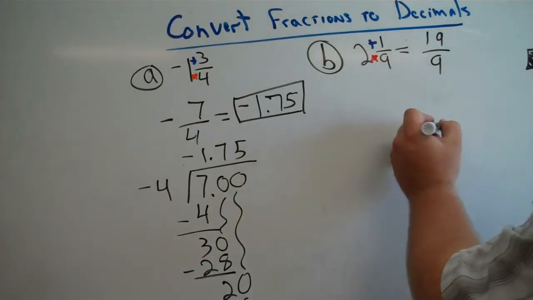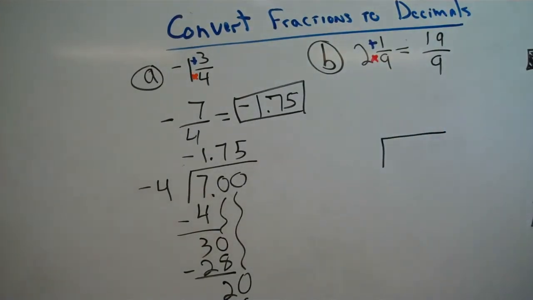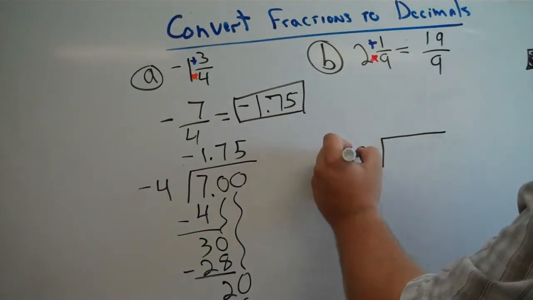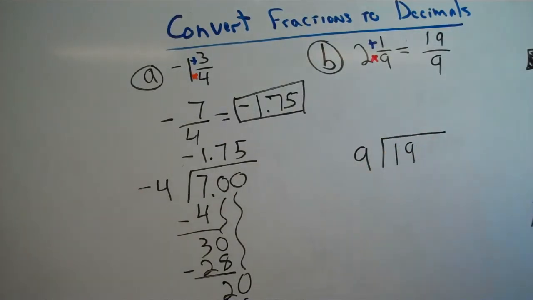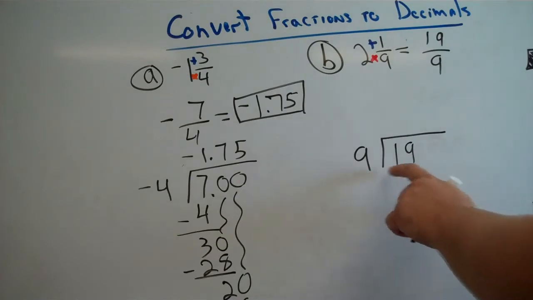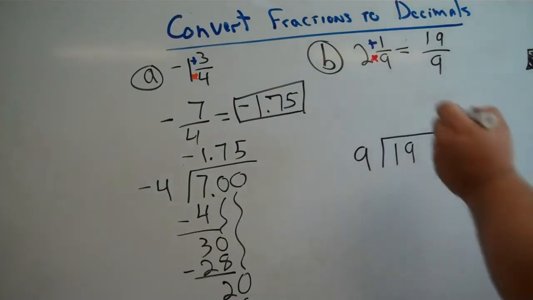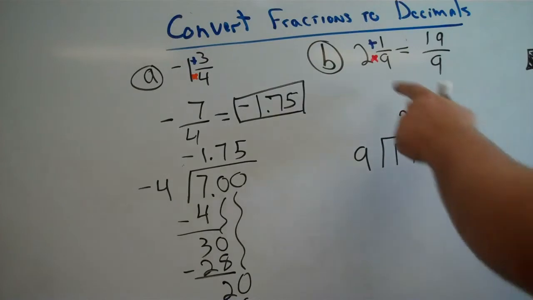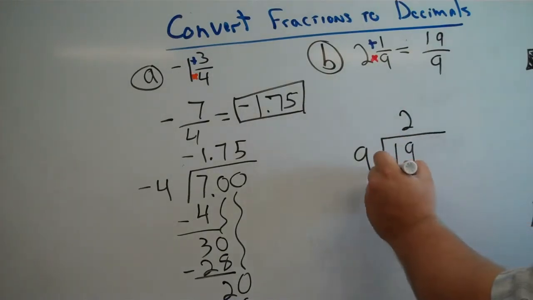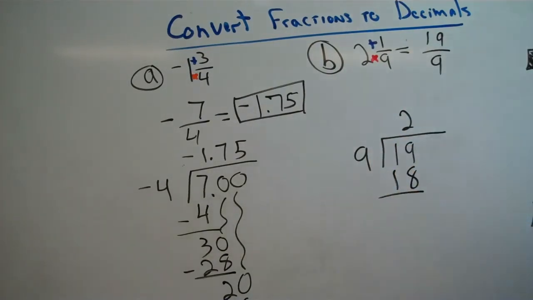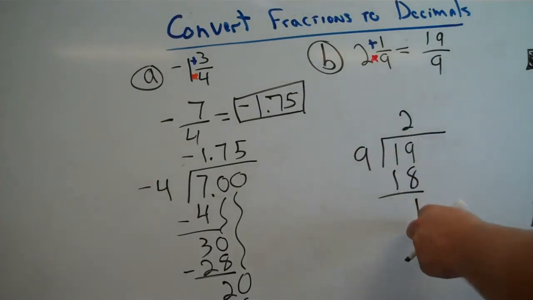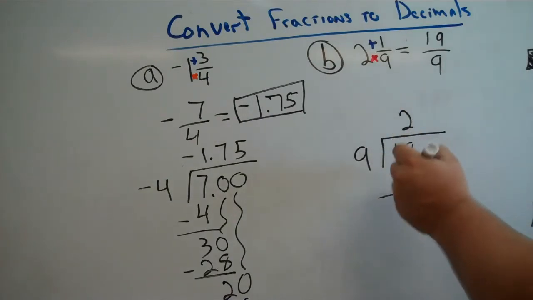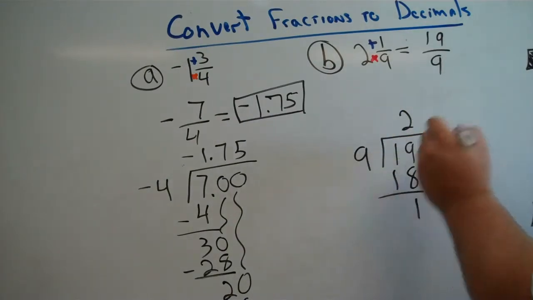And now we're going to do the same process that we did in part A. We're going to use long division and see what this becomes as a decimal answer. So the divisor, of course, goes on the outside, and the dividend, which is the top number, goes on the inside. And we see how many groups of 9 we can make out of 19. It turns out we can make 2, which makes sense because that's what we already had as a whole. 2 times 9 is 18, so we used 18 of those 19 pieces, and we're left with just 1 whole.